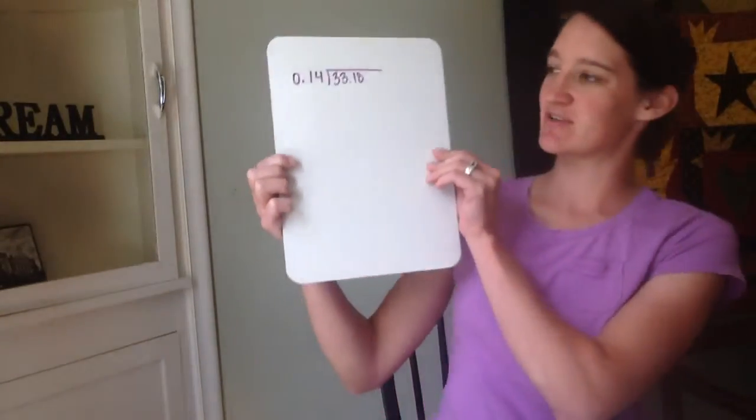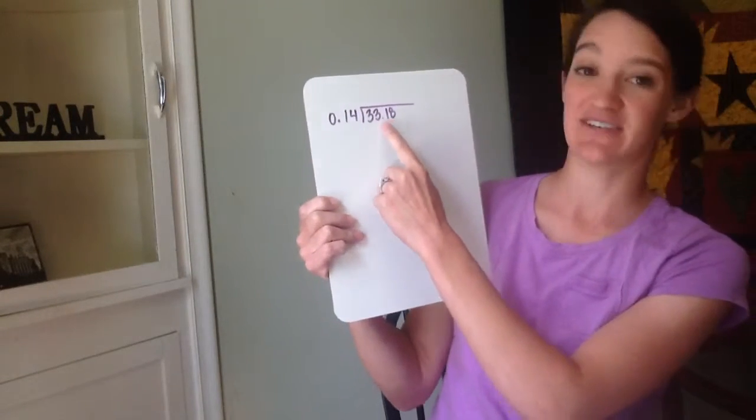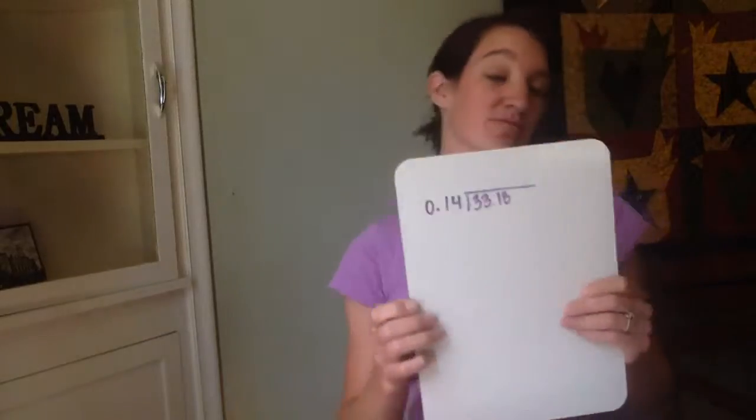I'm going to be teaching you how to divide decimals by decimals. So you're going to be doing a problem similar to this, where we have a decimal in the divisor and a decimal in the dividend. Now there are some specific rules when dividing decimals by decimals. In fact, these rules are so serious that they're known as commandments.